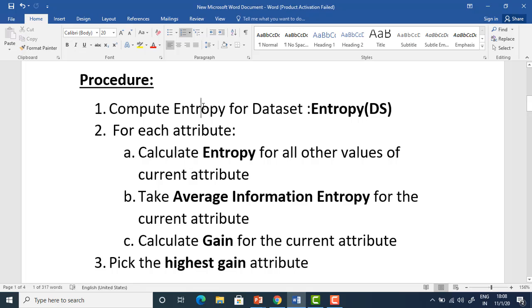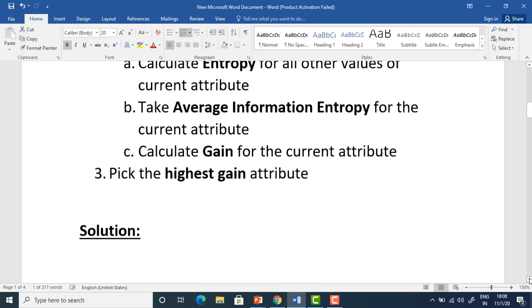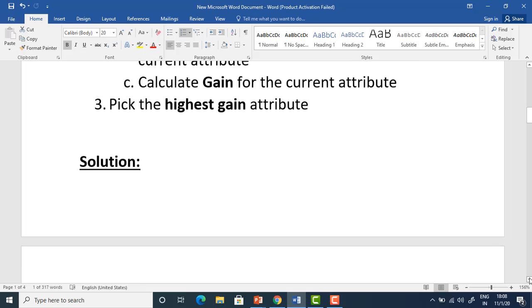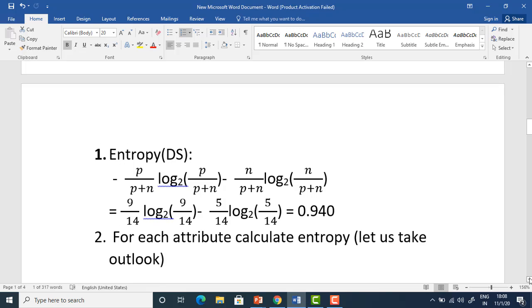The first step is to find out the entropy for the given data set. Finding the entropy for the given data set means finding the entropy for the label. I've given the entropy formula here. The entropy formula is minus P by P plus N log base 2 of P by P plus N, minus N by P plus N log base 2 of N by P plus N, where P is positives and N is negatives. This is the formula for finding the entropy for any given attribute or values.